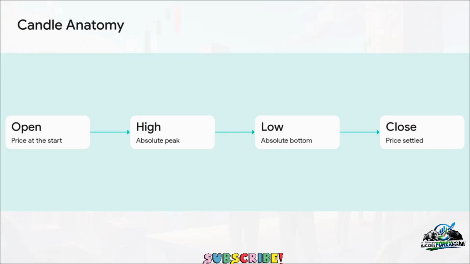Let's see how this builds. Every standard candlestick is made up of 4 specific data points, which traders usually just call OHLC. First up, you've got the open. That's exactly where the price started when the time frame kicked off. Then you have the high, the absolute peak price reached during that time. You have the low, the absolute bottom price. And finally, the close, which is where the dust settled and the price ended when the clock ran out.